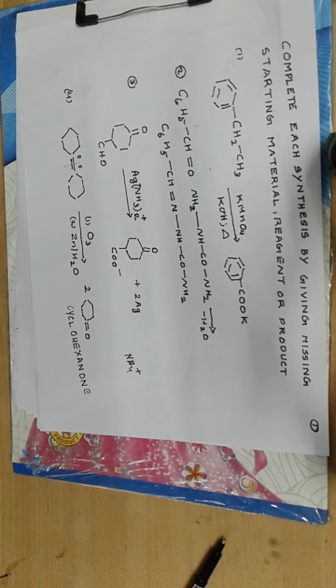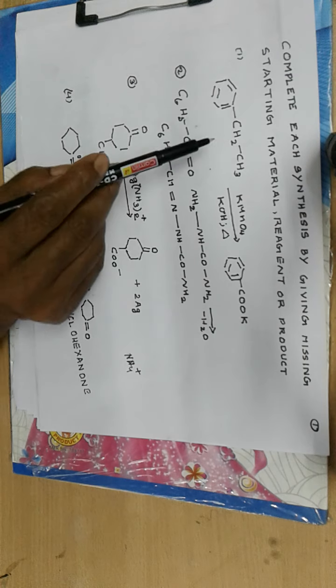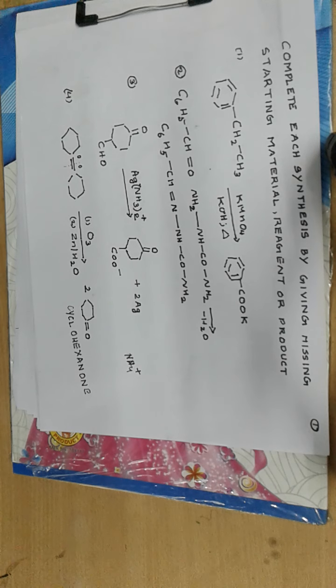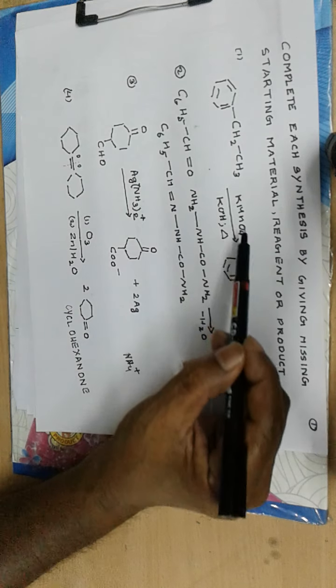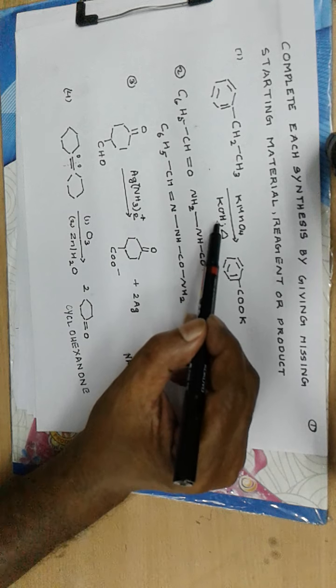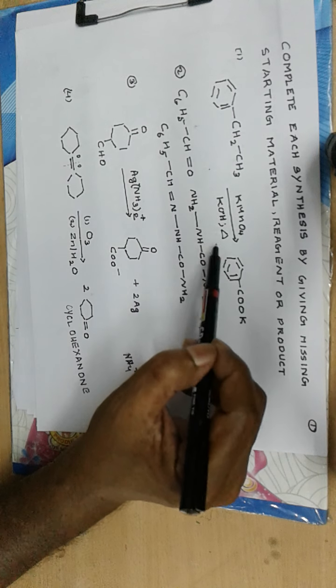Now let us see some more exercise questions. That is, complete each synthesis by giving the missing starting material, reagent or product. The first compound given is ethylbenzene. Now permanganate oxidation: we use alkaline potassium permanganate and heat.